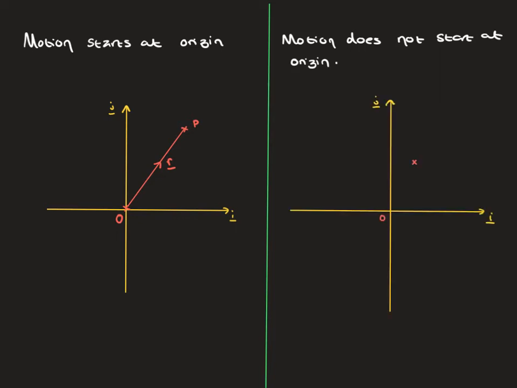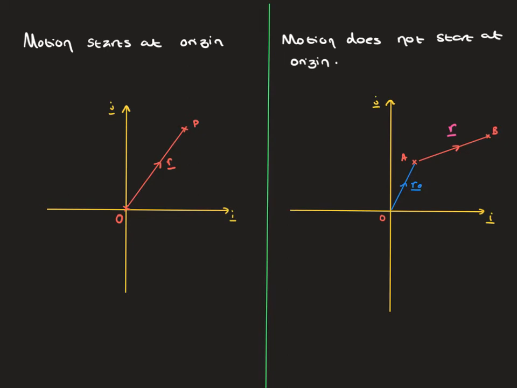Now, let's see what happens when the motion does not begin at the origin. Let's imagine that the motion begins at this point here, which we will call A, and that the particle travels with a constant acceleration from point A across to point B. Now, let's say that point A has a position vector of r0. Now, if we then use any of the SUVAT equations to calculate r, it will give us the displacement from A to B.